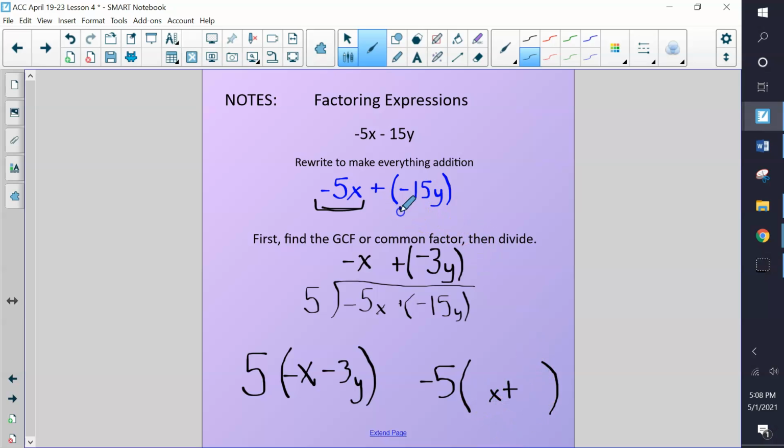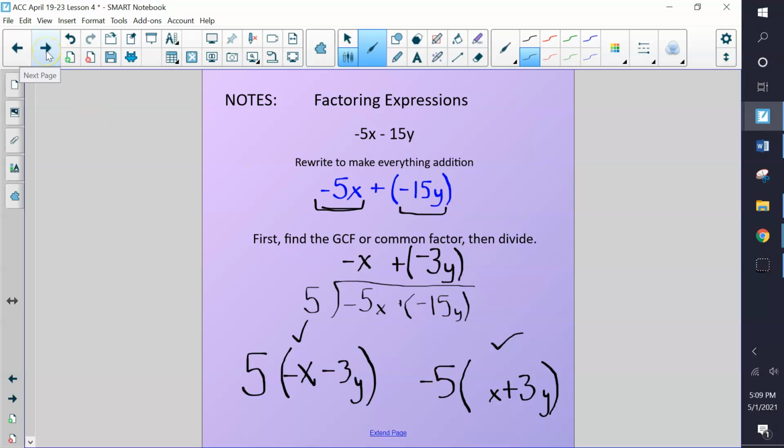Now over here we have negative 15y. I know the y is going to be in here. And let's divide negative 15 by negative 5. Here we have two negative numbers. That's 2, an even number, so I know my answer is going to be positive. You'll notice that the difference between these two is the signs. The signs are completely different. They're opposites inside the parentheses. So both of these ways are good ways to factor out a common factor. You could factor out a positive 5 or a negative 5.